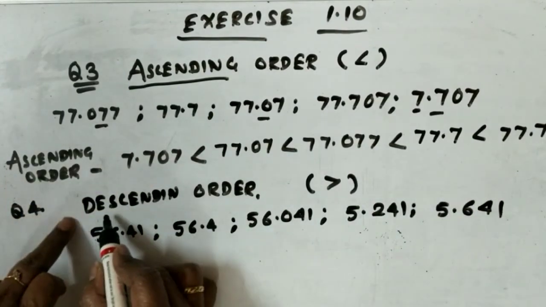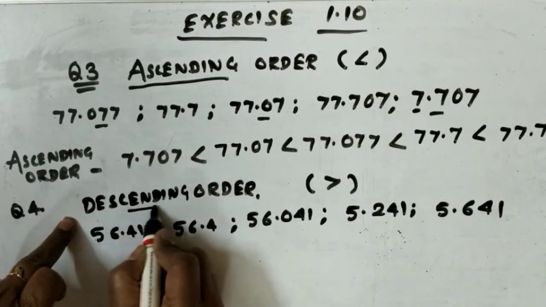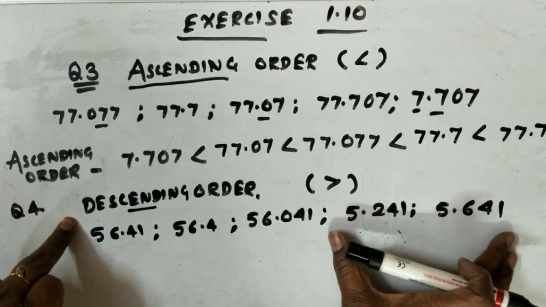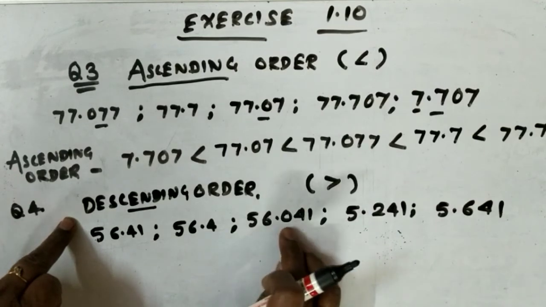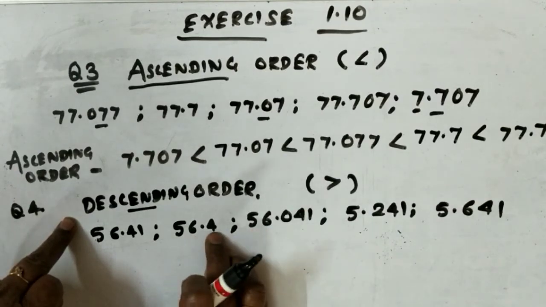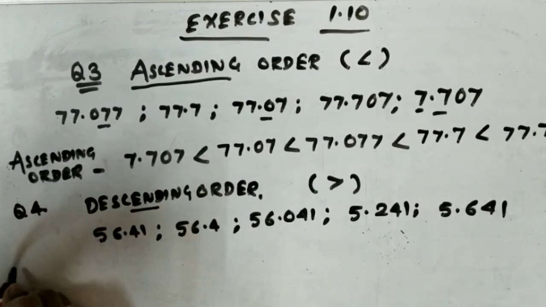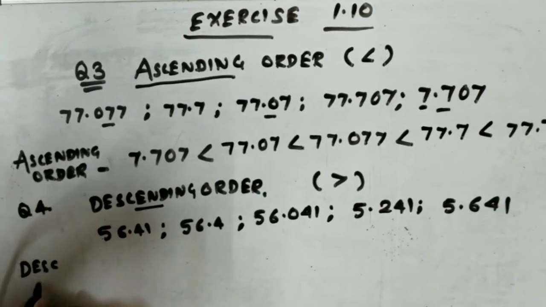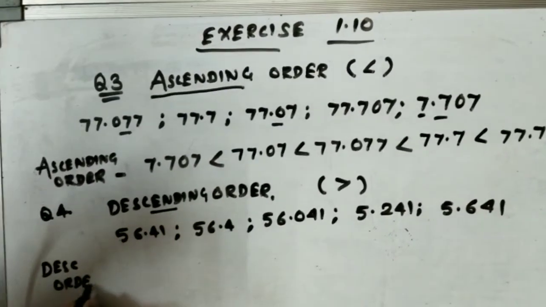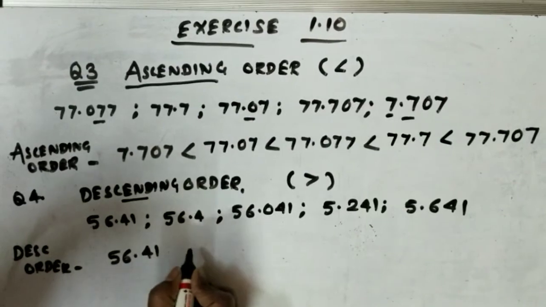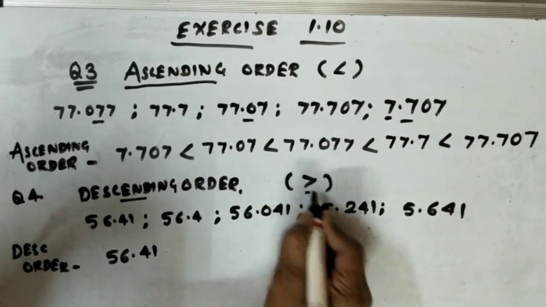Children, for descending order, we should know the greater number. Now to find the greater number, here 5 and 5, definitely these are not the greater numbers. Between 56.0 and 56.4, definitely one of these should be greater. This is the greater. So in descending order, the first number is 56.41. Now we have to write the symbol in this manner.